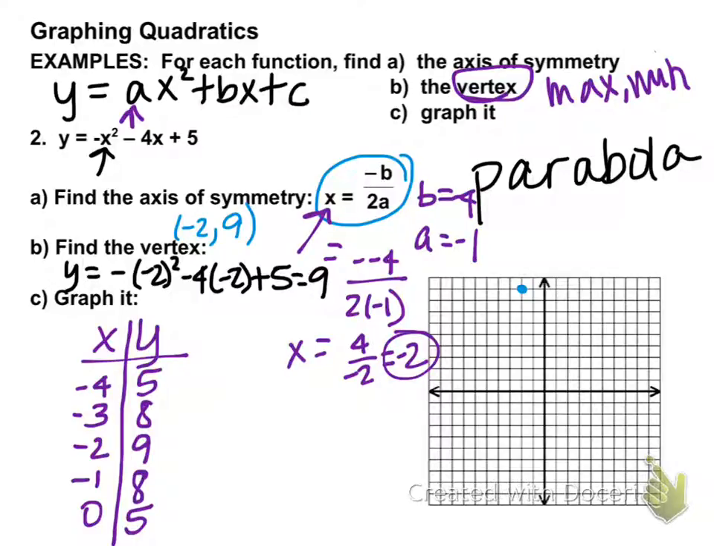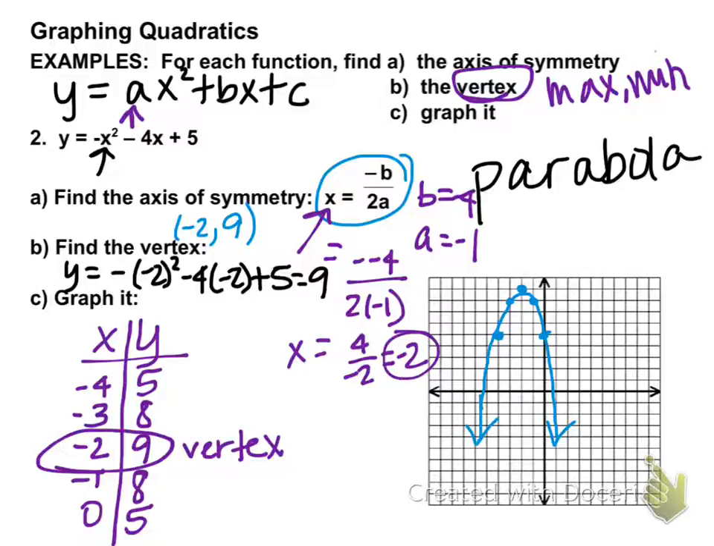So notice if you start looking at that table, as you start working your way away from your vertex, they start mirroring each other. I kind of call that my mirror point, and that's my vertex. You can kind of see that based on the table. And so I have those points plotted. If you want to plot a few more to get a better look at it, you certainly can. But this is what it's going to look like.